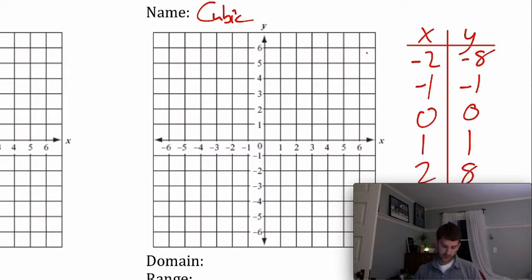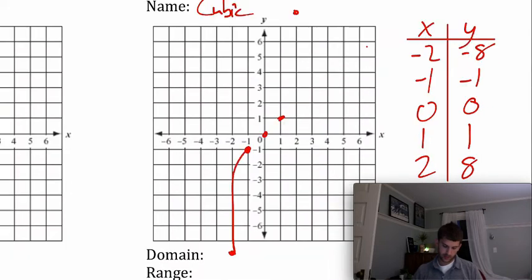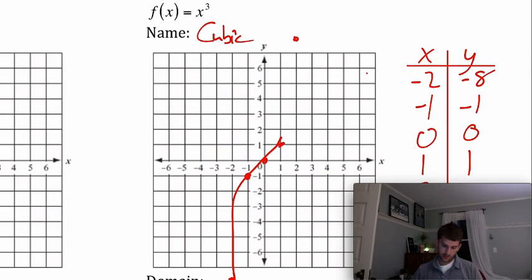So our graph's going to look a little something like this. I'm going to have to go off the graph. So -2, -8 is about right there. -1, -1, 0, 0, 1, 1, and 2, 8. We're going to estimate it's about there. So this one's got kind of more of an S shape going on. Goes up through there. Those arrows go up and up and up.